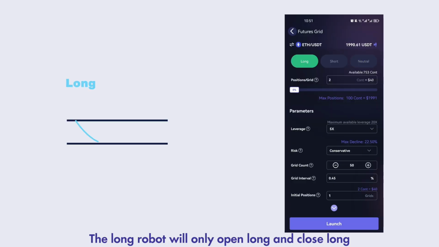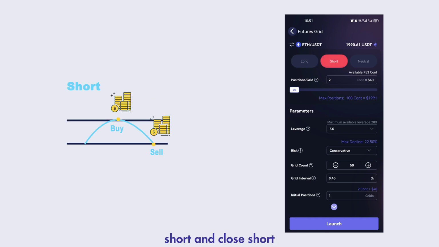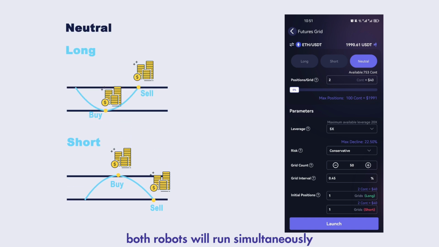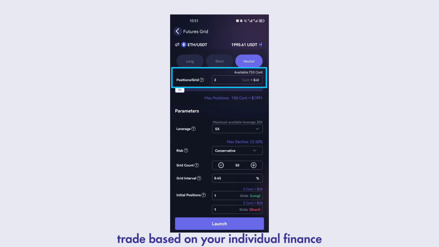The long robot will only open long and close long, while the short robot will only open short and close short. By selecting the neutral mode, both robots will run simultaneously, operating independently without interference. Moving forward, think about the allocation for each trade based on your individual finances, for example, 5 conts.